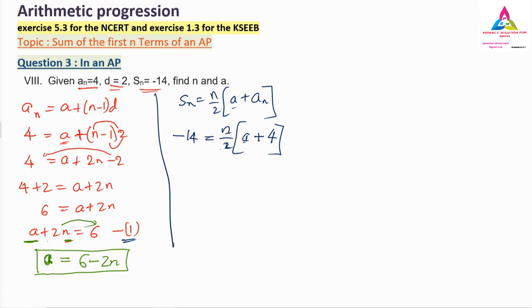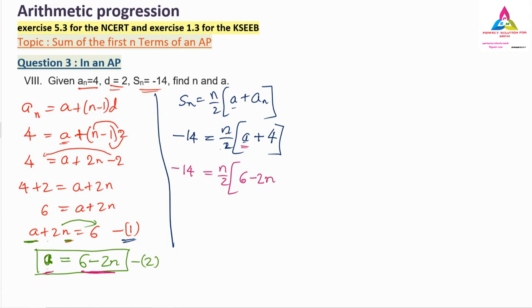Now we can take this as equation 2, or you can keep equation 1 for this also, but I will take this as equation 2. Now we can substitute in place of a, 6 minus 2n. Coming back to the question, the Sn formula: I will change the ink so you can understand. Minus 14 stays as it is, n by 2 stays as it is, but in place of a I can write 6 minus 2n, because a is equal to 6 minus 2n. So by equation 2, I can write directly in place of a, 6 minus 2n.